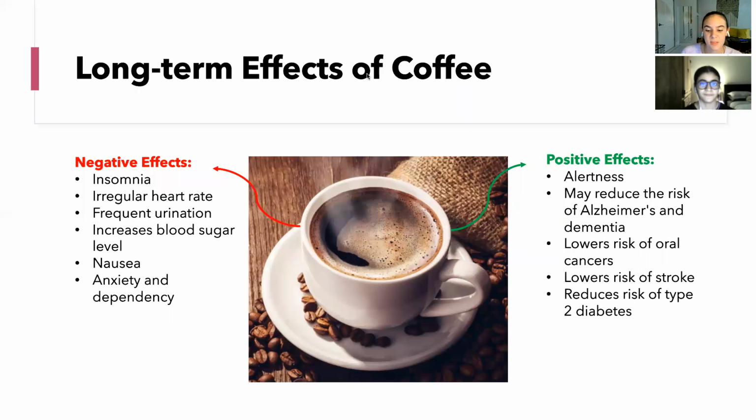The long-term effects of coffee are important when we consider intaking so many doses of it every day. The negative effects of this coffee include trouble sleeping, also known as insomnia, irregular heart rate, frequent urination, increased blood sugar, nausea, anxiety. This drink also has multiple benefits, which include alertness, and it reduces the probability to have very health problems and diseases such as oral cancers, stroke, type 2 diabetes, and Alzheimer's.